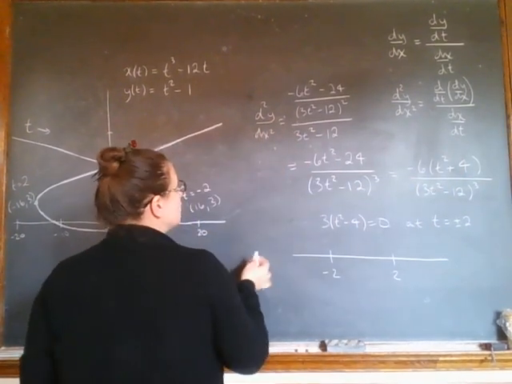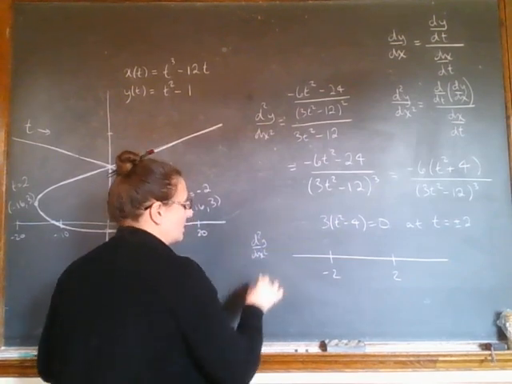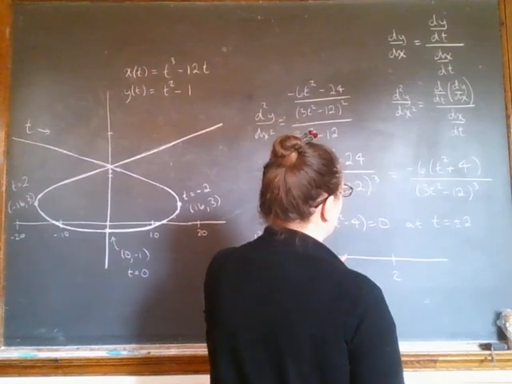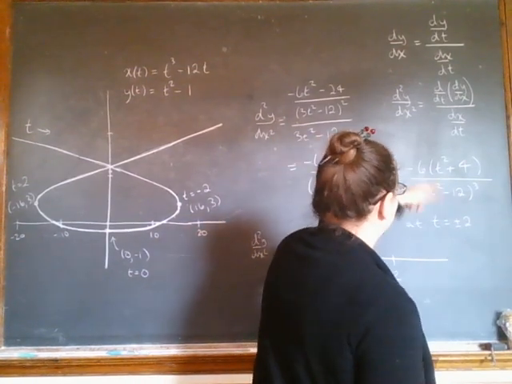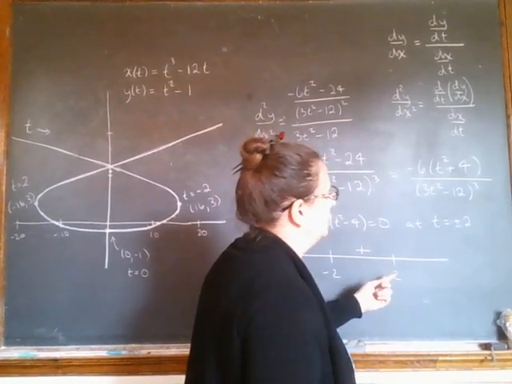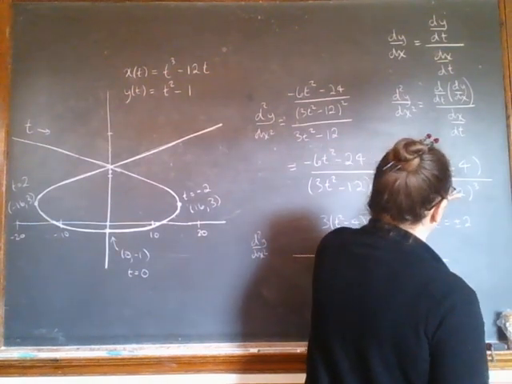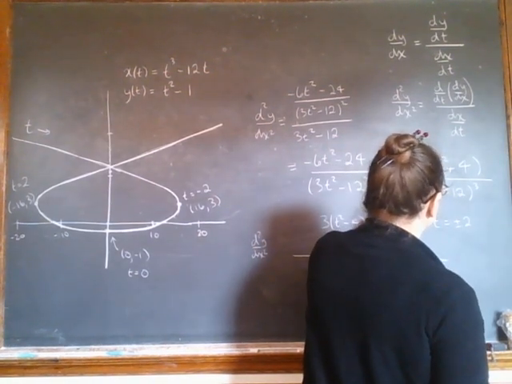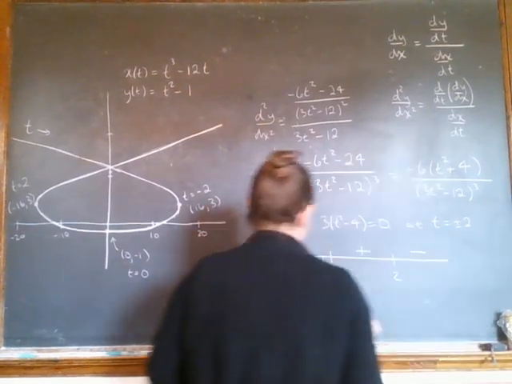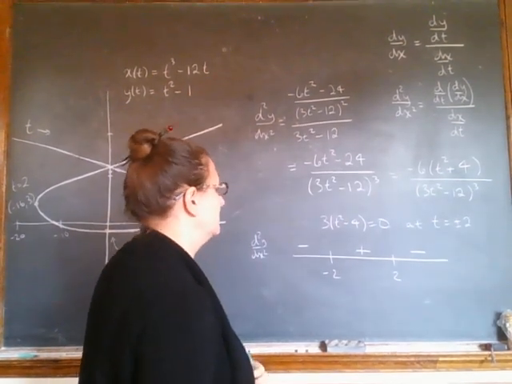And I can just put in some values. If I stick in t equals 0, right, I'm going to get something positive in there. If I stick in t equals 5, this top is always negative, but then this bottom is going to be positive, so it's going to be negative here. And similarly, if I stick in t equals minus 5, we get something negative there.